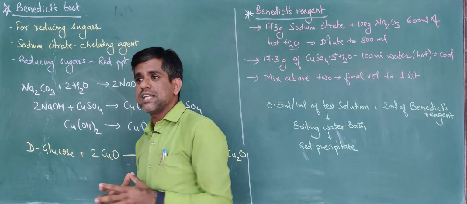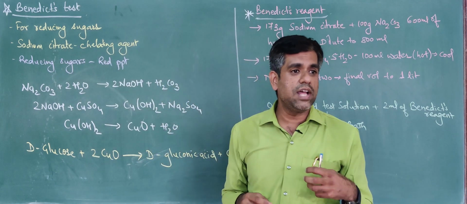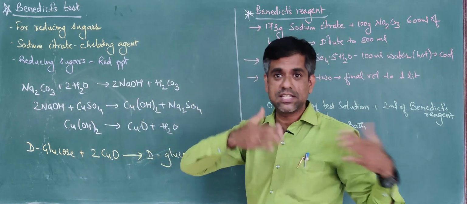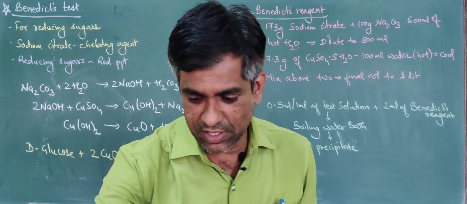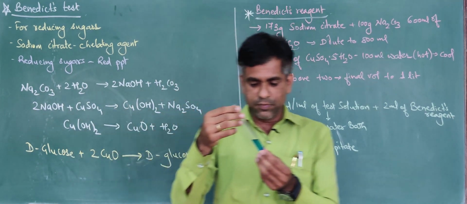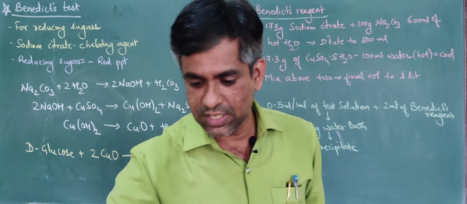If reducing sugars are present, they will form what is called a brick red precipitate. Now there is a series of color changes. The Benedict's reagent which you prepare is bluish in color.